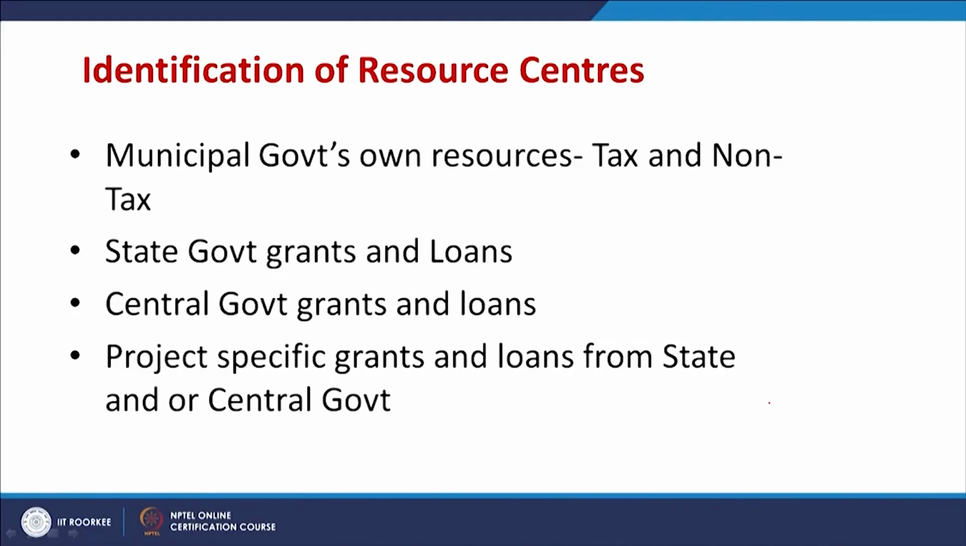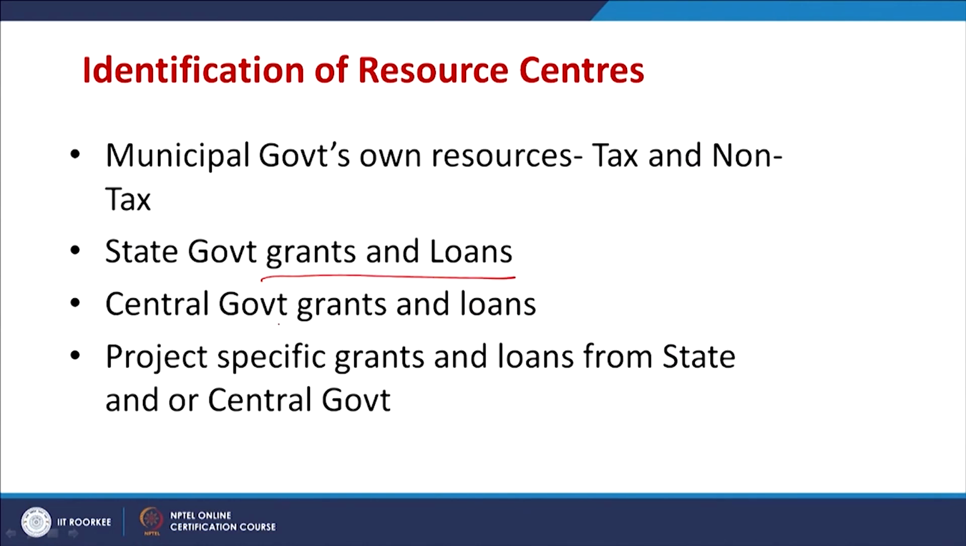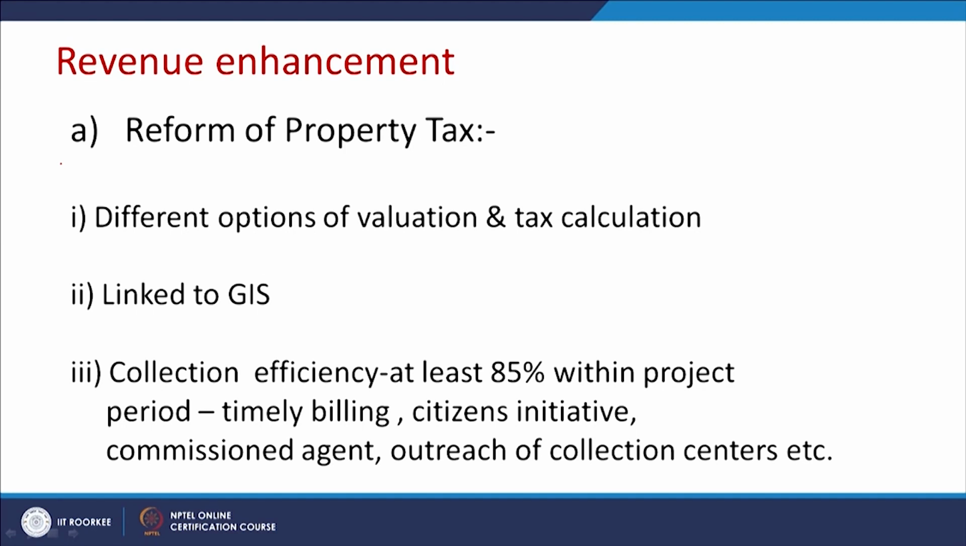Okay. So, based on that, apart from your general tax base and non-tax base, you can also identify a few other resource centers like grants and loans, and there could be central government grants and loans, and project specific grants and loans from the state and central government. For example, most of the municipalities are right now getting grants from the Amrut mission and Smart City mission, or any other mission. Those are also another very important source of resources which they can use. Now, how could the revenue be enhanced?